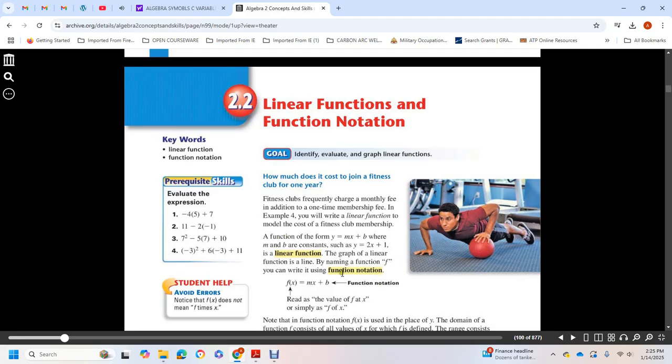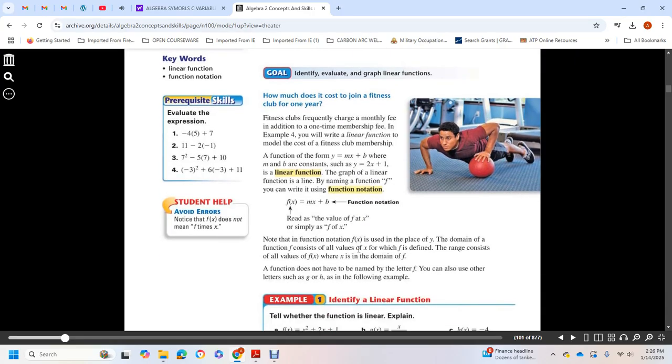The graph of a linear function is a line. By naming the function with a letter such as f, you can rewrite it in function notation: f(x) equals mx plus b, where m and b are constants. f(x) is read as "the value of f at x," or simply "f of x." Function notation is used in place of y.